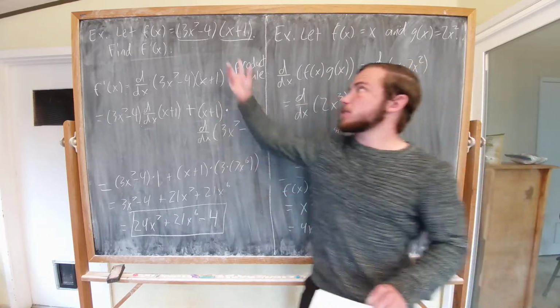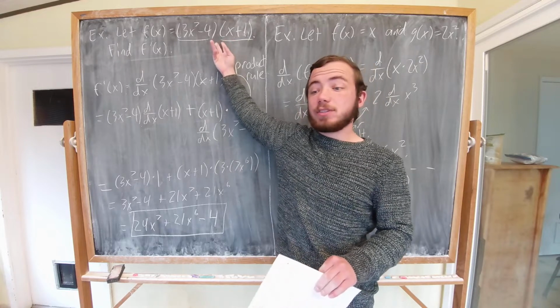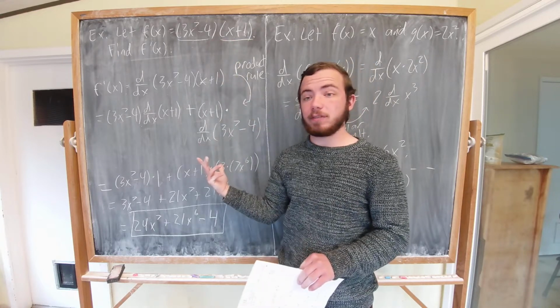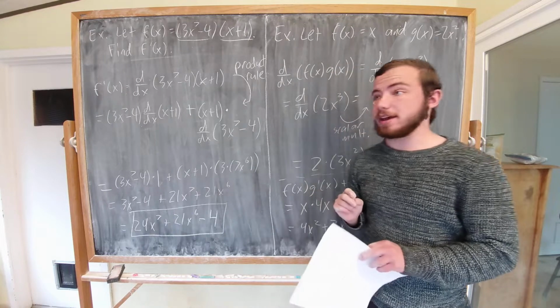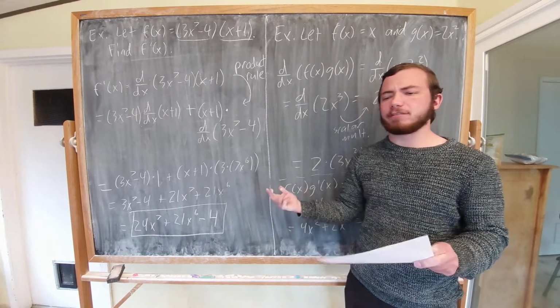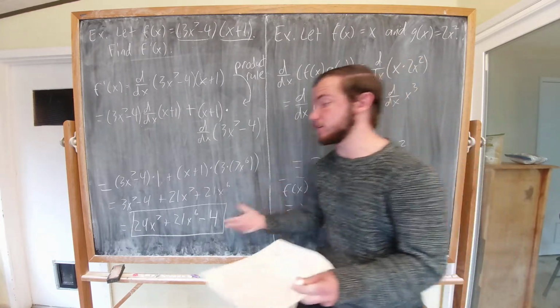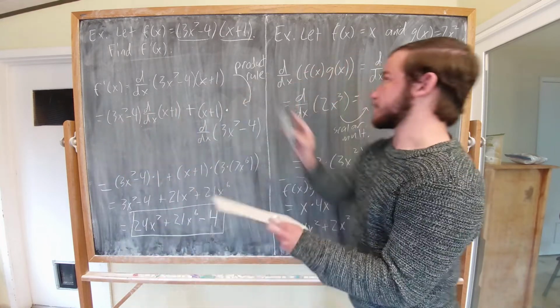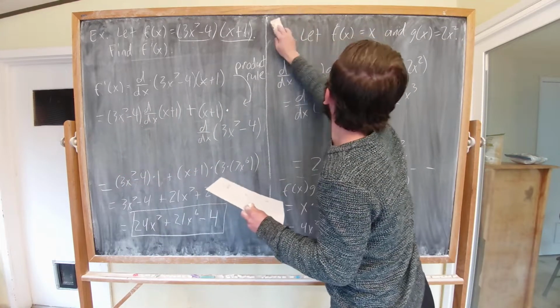Now, you might ask, can't I just multiply those things together and then take a derivative and have it all work out? Yes, you can. But what if you have more complicated functions that multiply together not quite as nicely as two polynomials?